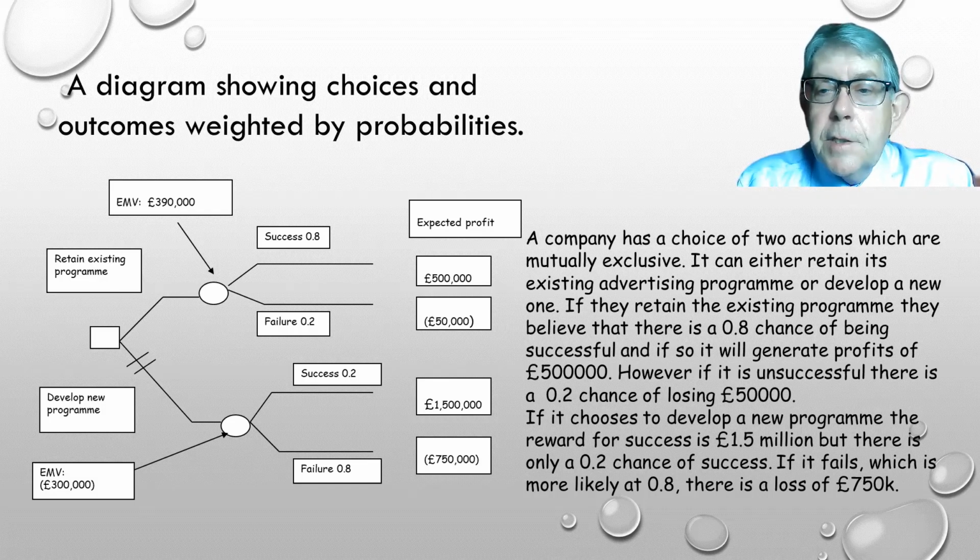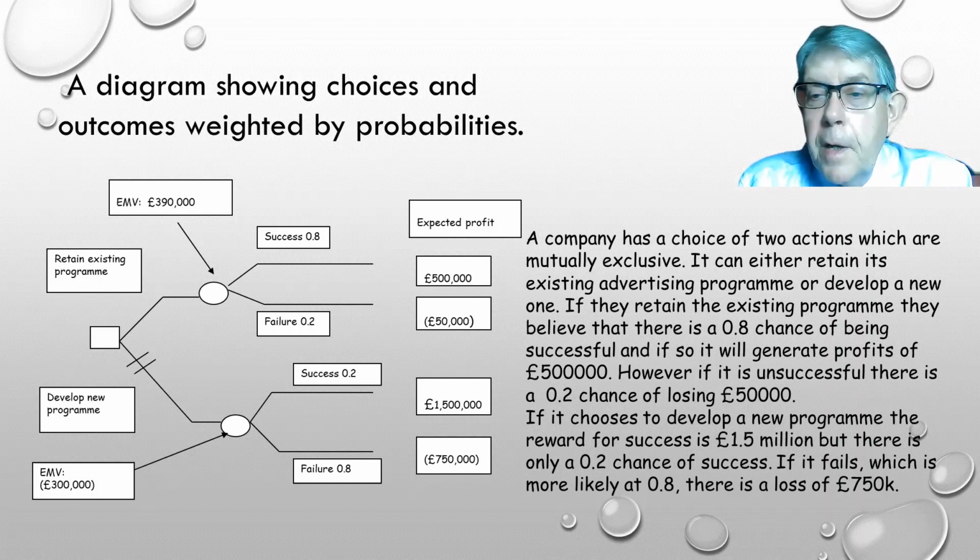If they retain the existing program, they believe that there is a 0.8 chance of being successful, and if so, it will generate profits of 50,000. However, if it is unsuccessful, there is a 0.2 chance of losing 50,000.